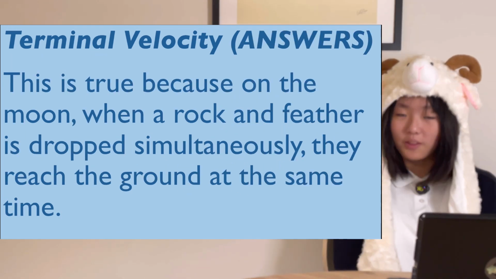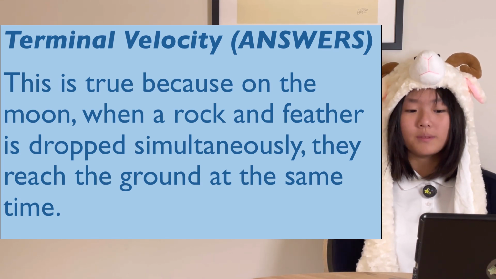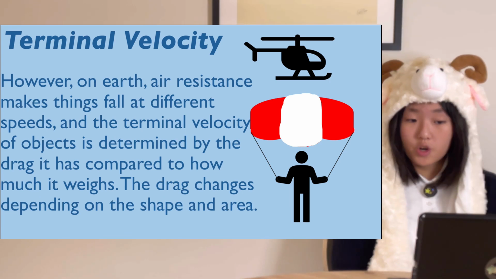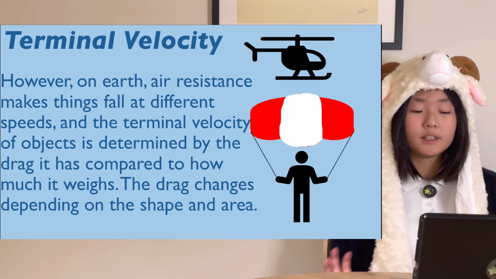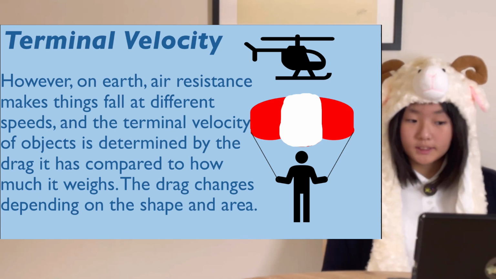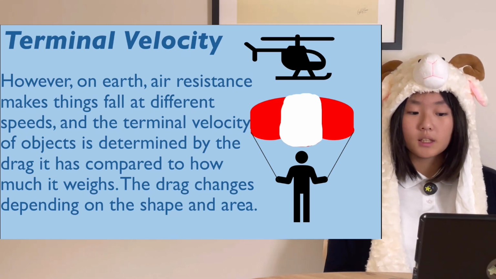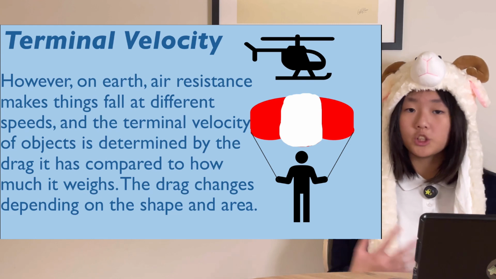This is true because on the moon, when a rock and feather are dropped simultaneously, they reach the ground at the same time. However, on Earth, air resistance makes things fall at different speeds, and the terminal velocity of objects is determined by the drag it has compared to how much it weighs. The drag changes depending on the shape and area.